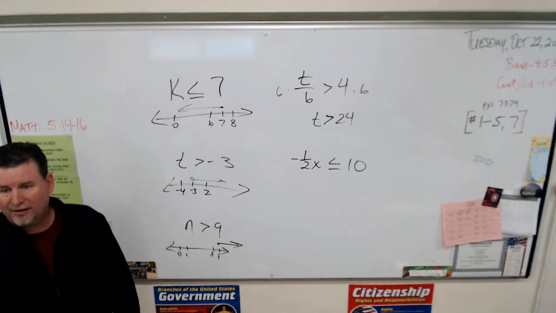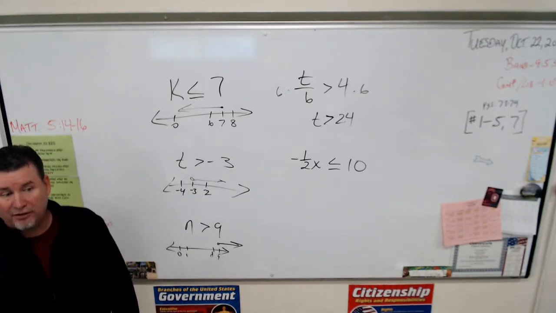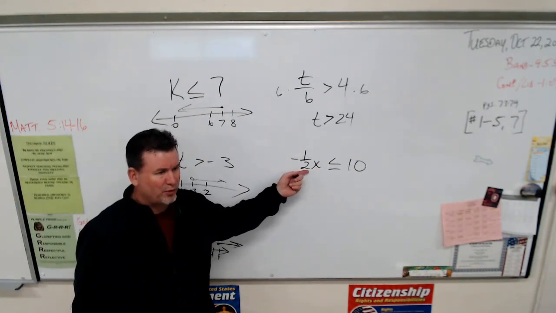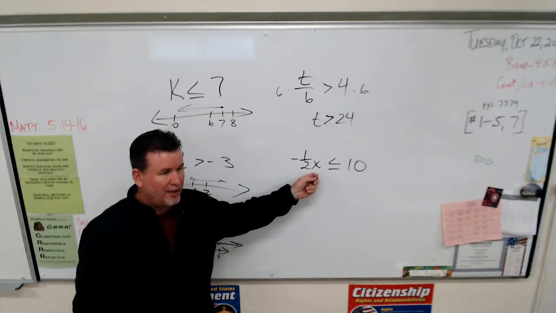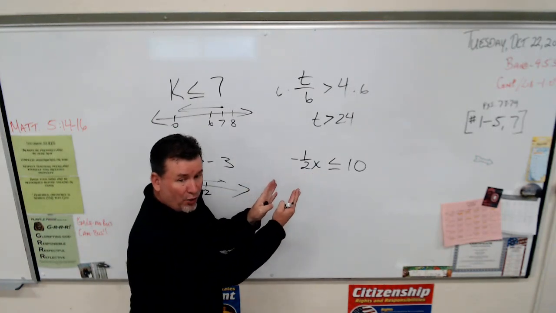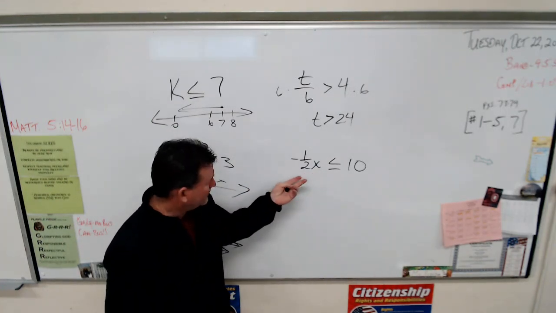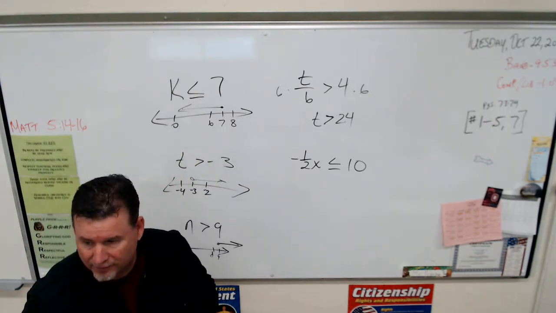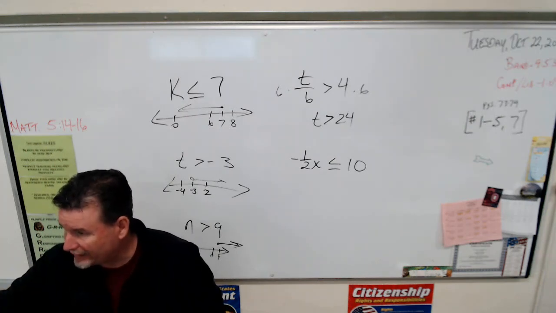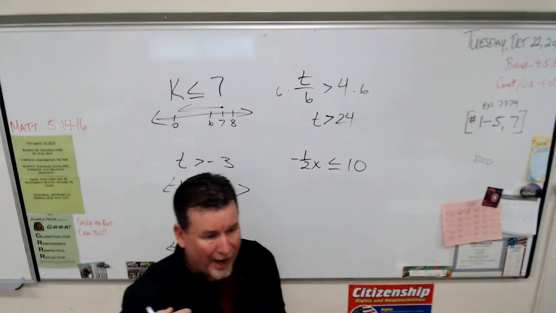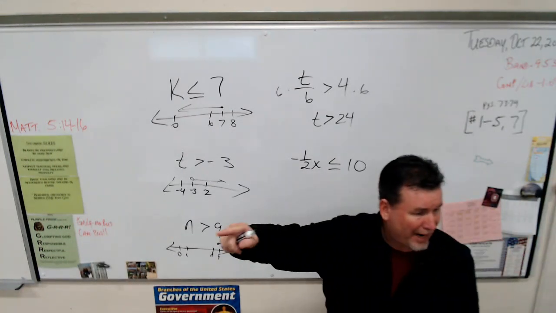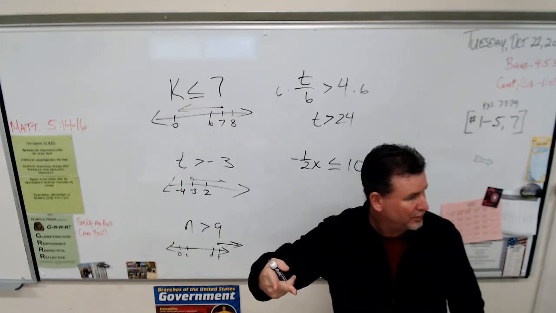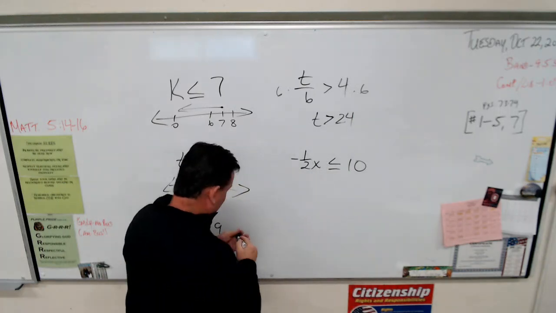Adding is the opposite of subtraction. This is multiplied together. How do I undo it? I divide by 1/2, negative 1/2. Wait, fractions. When you divide fractions, you never actually divide, you multiply by the reciprocal. So how do I get rid of this negative 1/2?